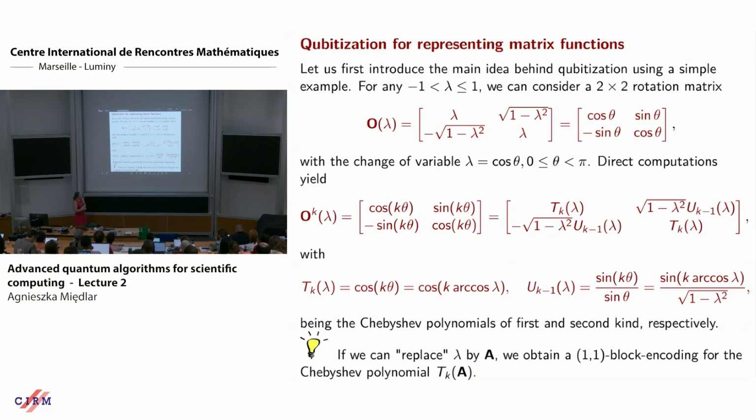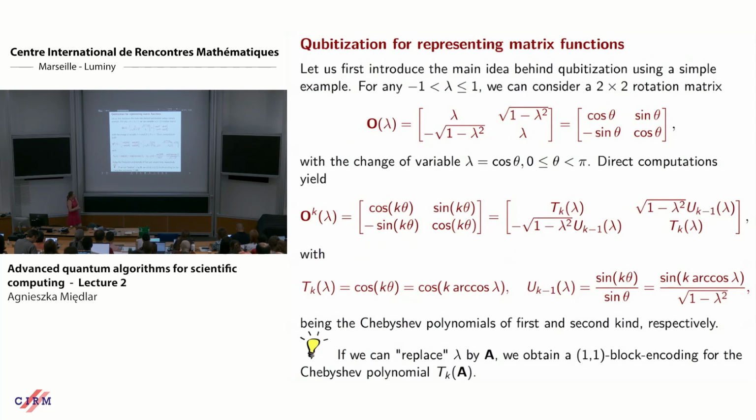What is sitting here is the kth Chebyshev polynomial evaluated at lambda, and some other stuff. In this case, we also have the Chebyshev polynomial here. But what is important is this is how, using the rotation matrix and applying it in powers, I will get the evaluation of the kth Chebyshev polynomial at lambda. Okay?